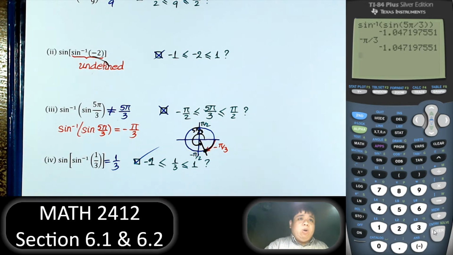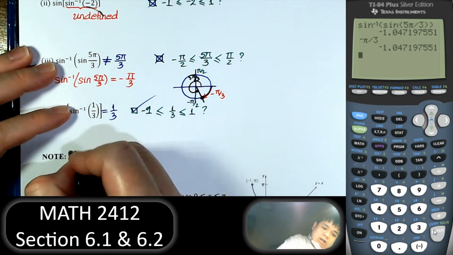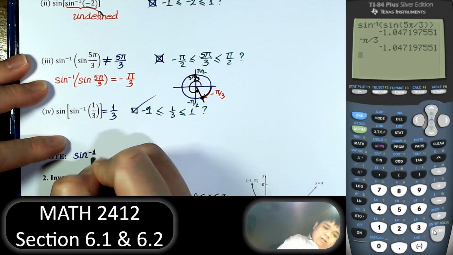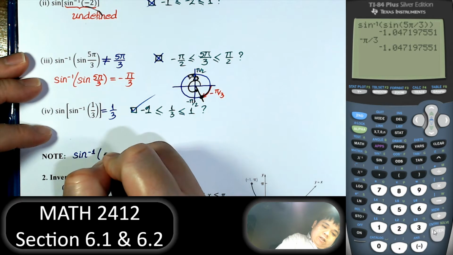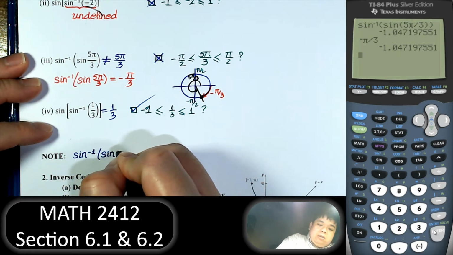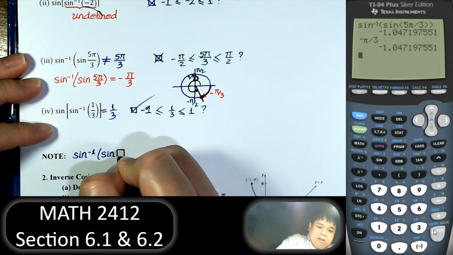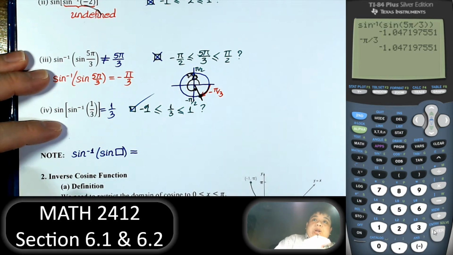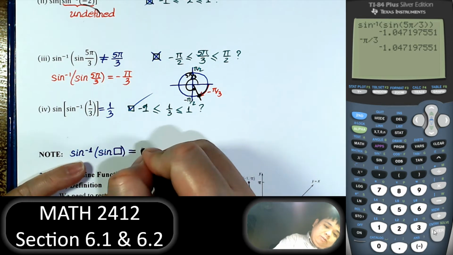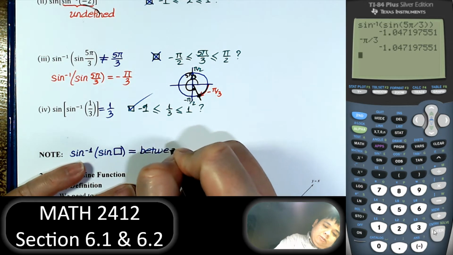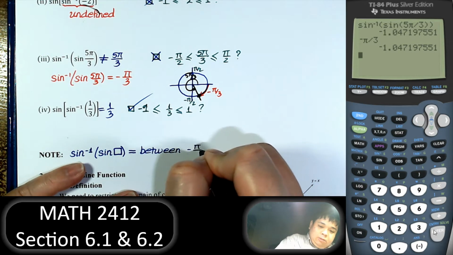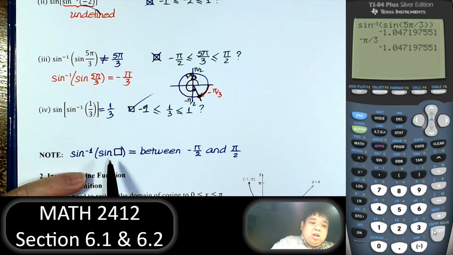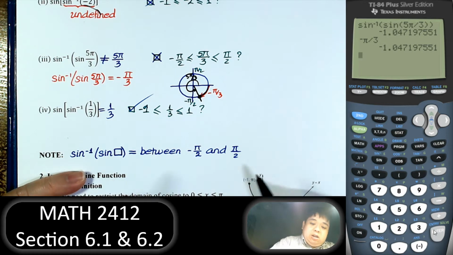Right. Now the important note here is when we write a sine inverse of sine of something, whatever it is, the answer has to be between negative pi over 2 and pi over 2. But regardless, doesn't matter what we put in there, it is always defined.